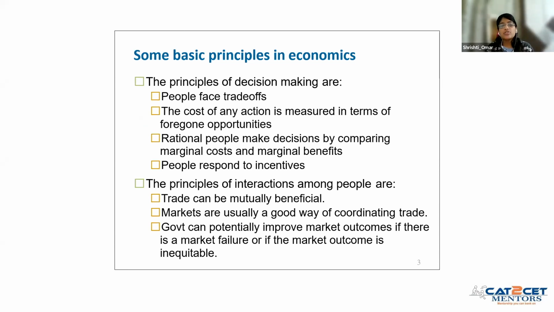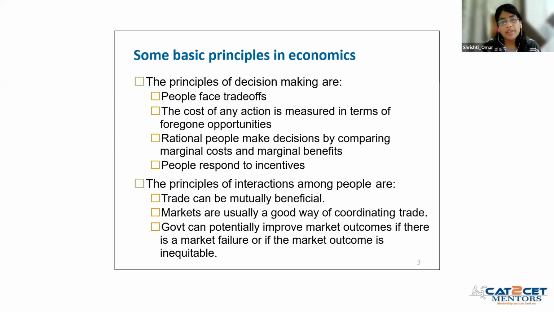The cost of any action is measured in terms of foregone opportunities. That is the opportunity cost we talk about. If we are going to pursue an MBA, we are going to give away 2 years of our life. We are going to give away the job that we are doing. That is 2 years of income we are losing. So the opportunity cost of an MBA is the 2 years of the job that you are giving up, that is, the income you are giving up to do the MBA.